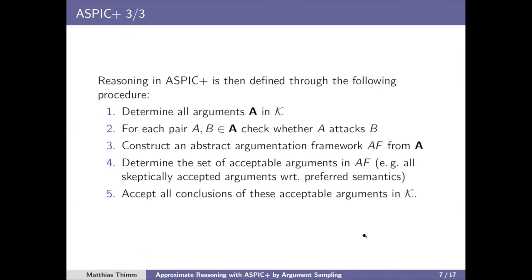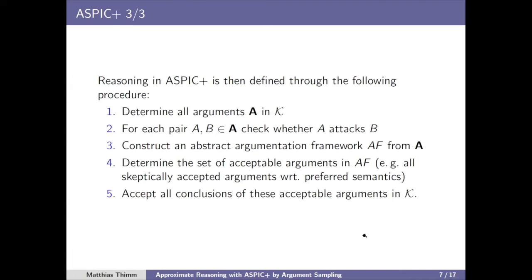And this basically gives us how reasoning is defined in ASPIC+. So formally, how is the inference procedure defined in ASPIC+? We first determine all possible arguments in our knowledge base. We look at all rules, how we can combine them, what kind of conclusions we can infer, and each argument we identify, we put in a graph as a node. Then for each pair of arguments, we check whether the first argument attacks the second, and if it does, we add a directed edge. And then we have an abstract argumentation framework. It's not abstract anymore because we now have some structure in each argument, but we have a graph.